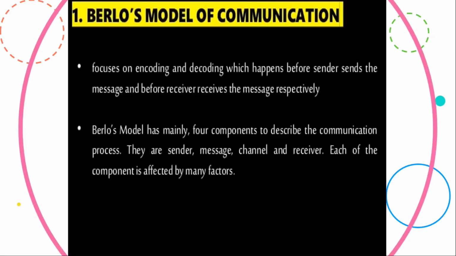Aside from that, Berlo's model of communication focuses on encoding and decoding, which happen before the sender sends the message and before the receiver receives the message, respectively. Lastly, Berlo's model has mainly four components to describe the communication process, just what I said earlier: sender, message, channel, and receiver. Each of the components is affected by many factors.